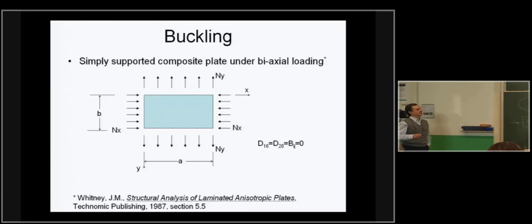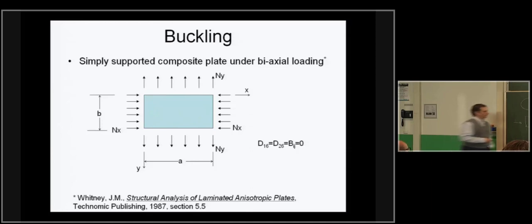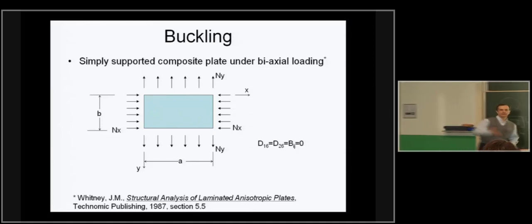We will start with a problem that is a rectangular plate, simply supported all around, so the displacement out of plane is 0, under biaxial loading. And this plate has symmetric layup, so the B matrix is 0, and the D16 and D26 are again 0. And we are following basically the approach. It's in the book in detail, but it's mostly taken after the approach by Jim Whitney, who wrote a book on structural analysis of laminated anisotropic plates. Basically, between him and a couple of other guys, everything that people do in composites is a repetition. These guys discovered everything, and we are just rediscovering the wheel in different small variations.